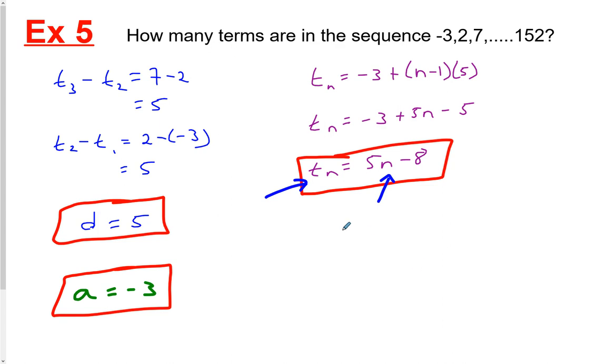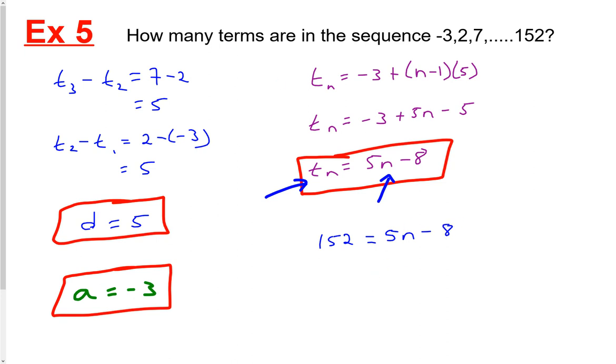Let's plug in our term number of 152. That's the term where I end up. That's my last term. So if I can figure out what n is, that'll tell me what number of term it is. It's not first, it's not second, it's not third, it's something after that. What am I going to get? So we've got to solve for n.